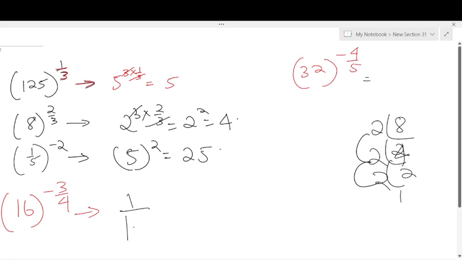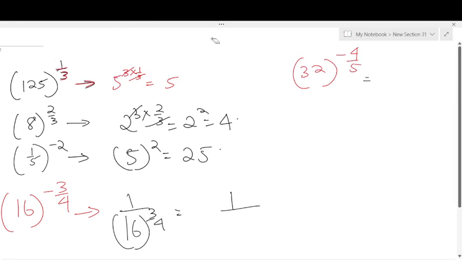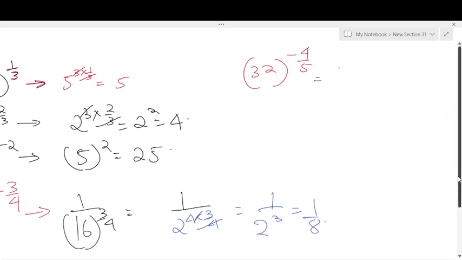Make it, yes, make it positive. 1 by 16 to the power of 3 by 4, eliminate 4. What to the power? 2 to the power of 4 is 16, and 4 gets cancelled. What do you get? Very good. 1 by 8. Okay. If you write 1 by 8, you'll get full marks. Next one.